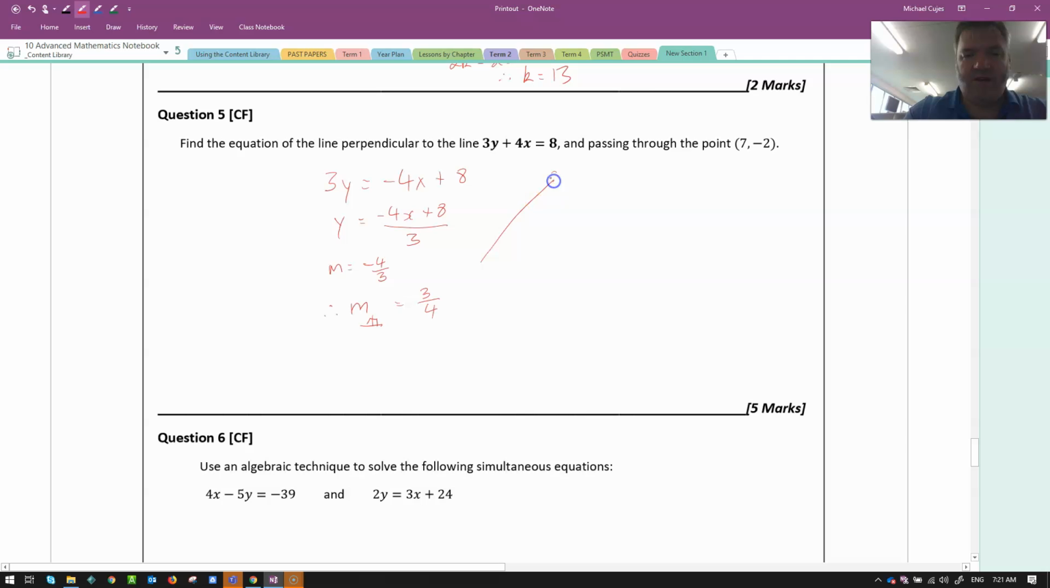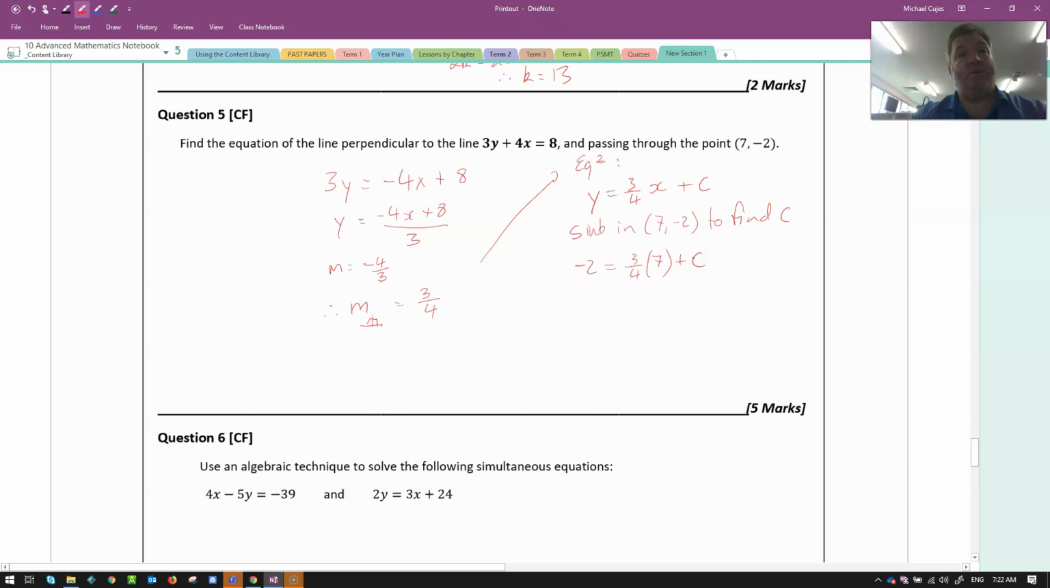So when I'm trying to find the equation of my line, it's going to be in the form y equals 3/4 of x plus c. We can substitute in the known point, which is 7, negative 2, to find c. So I'm going to do that right now. Negative 2 equals 3 over 4 times 7 plus c.